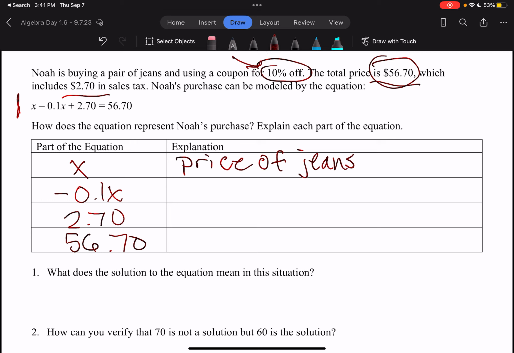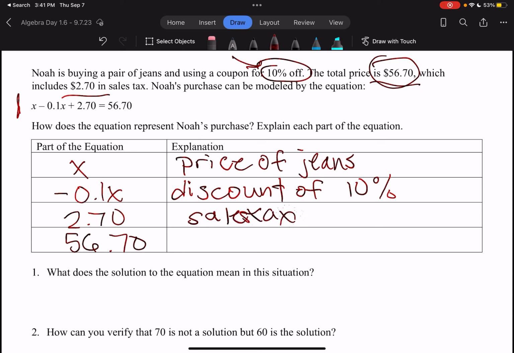Well, this minus 0.1x right here is subtracting 10% times x. So this must be the discount of 10%. And then we have 2.70. We know immediately that's our sales tax that we're adding on to the final price.